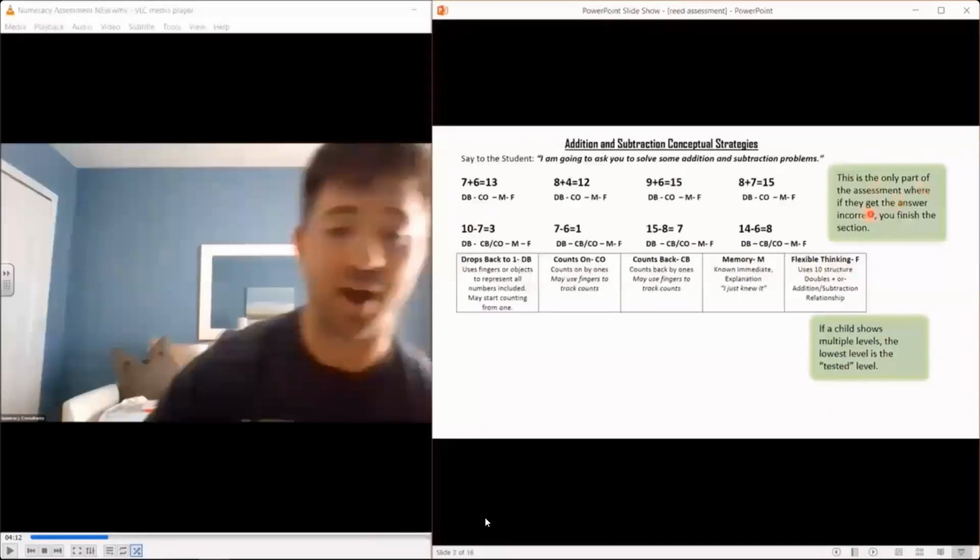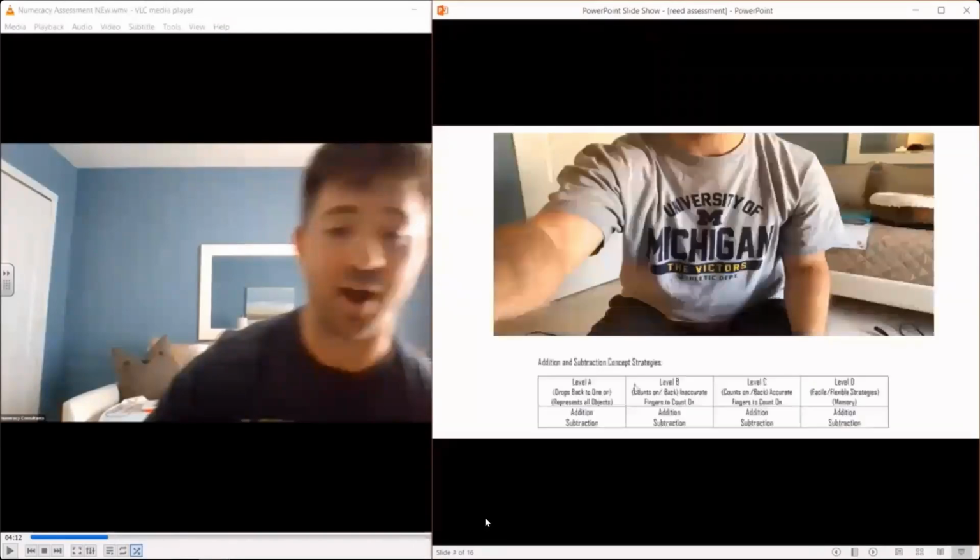This is the only part of the assessment where if they get the answer wrong, you keep giving it. So you give the entire thing, even if they get it wrong, okay? And if a child shows multiple levels, the lowest level is the tested level, and you'll see what that looks like in a second. I want to show you this, because this is important to understand what level A is, because there's 2 parts of level A. Level A means you drop back to 1 and you recount everything from 1, or you re-represent. So we're going to watch a quick video so you can understand what a level A is, a level B, a level C, and a level D before we do this.